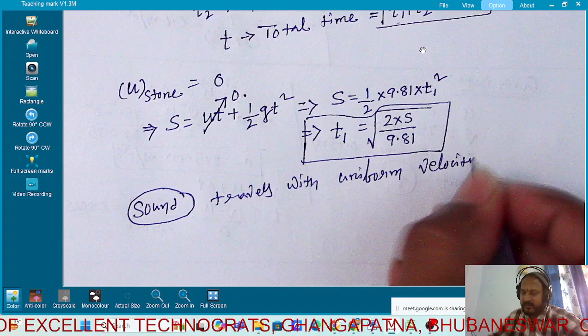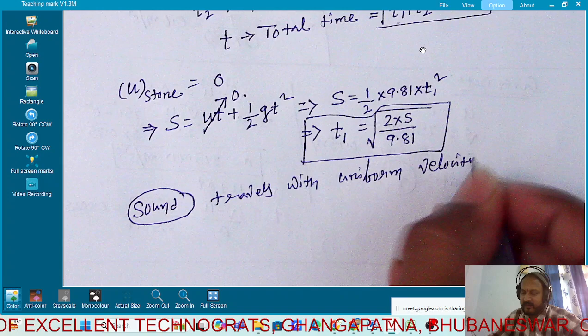A body is said to have a uniform motion if it moves with constant velocity. Acceleration is 0. Suppose you're going on a bike at 40 kilometers per hour from here to your home. You see the speedometer, it should be exactly 40 kilometers per hour all the way to your house. That means you're not using the accelerator at all. That is called uniform motion, uniform velocity.